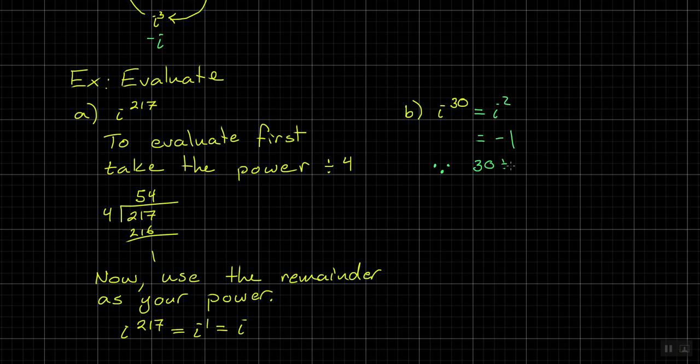30 divided by 4 equals 7 remainder of 2. And I'm going to put a box around that because that's the more important part.